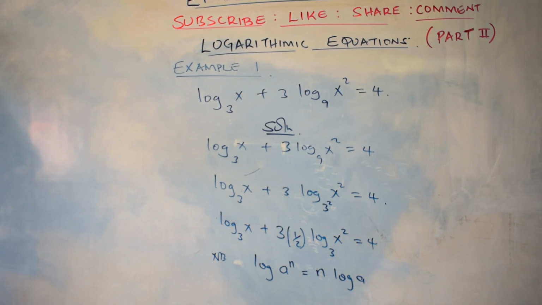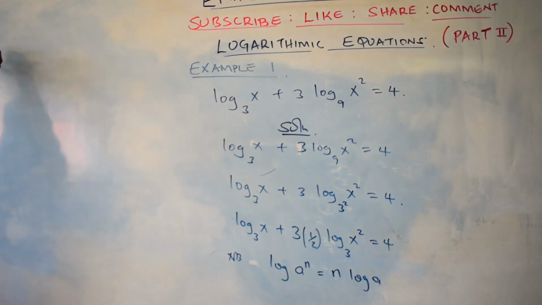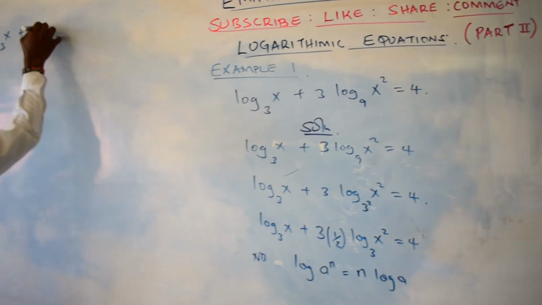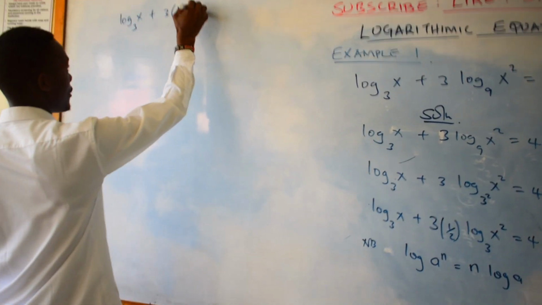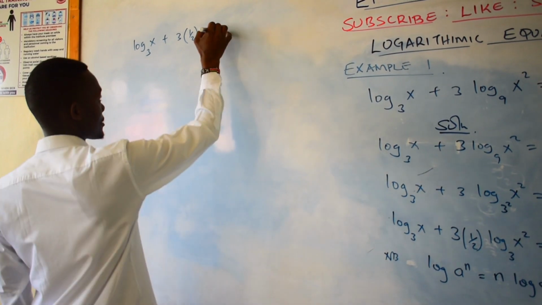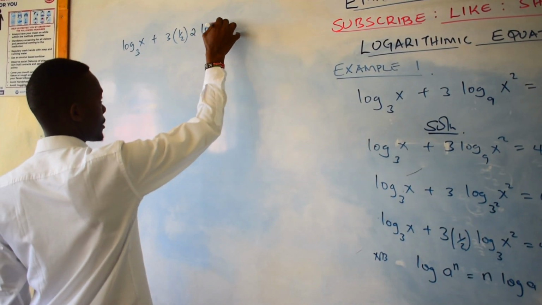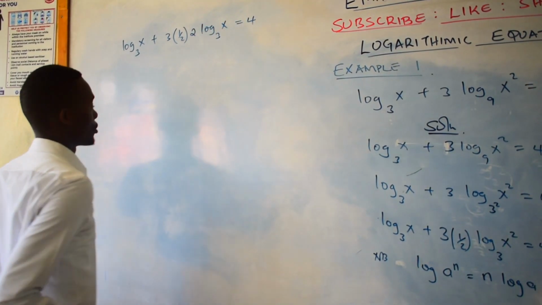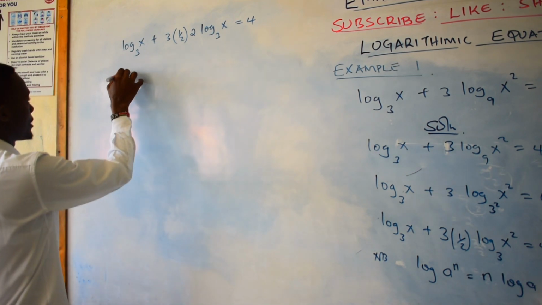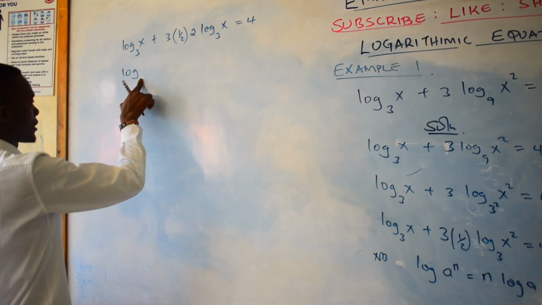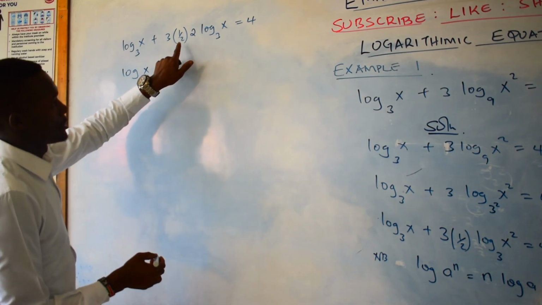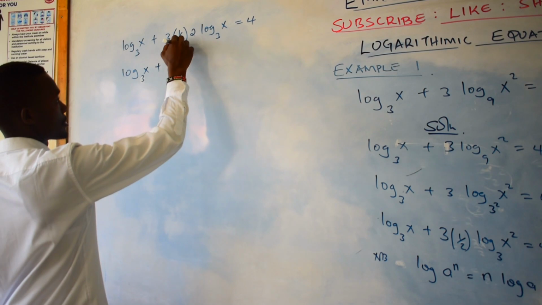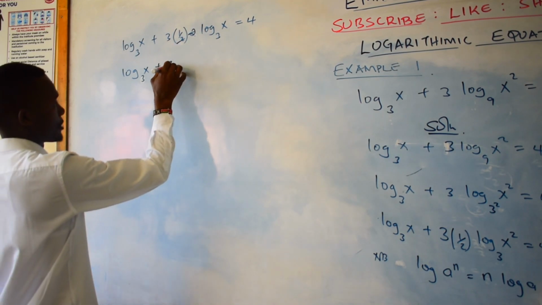So we have log 3x plus 3, then we have a half here. Then drop the 2 that was on the x. Then the log of 3x equals 4. Now from there, we can simplify. So we have log x to the base of 3 plus, so these are half and these 2 can cancel out, and we remain with 3.